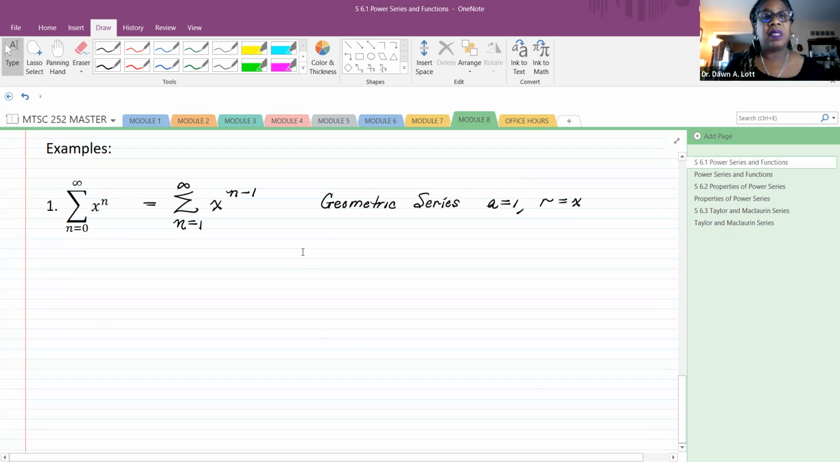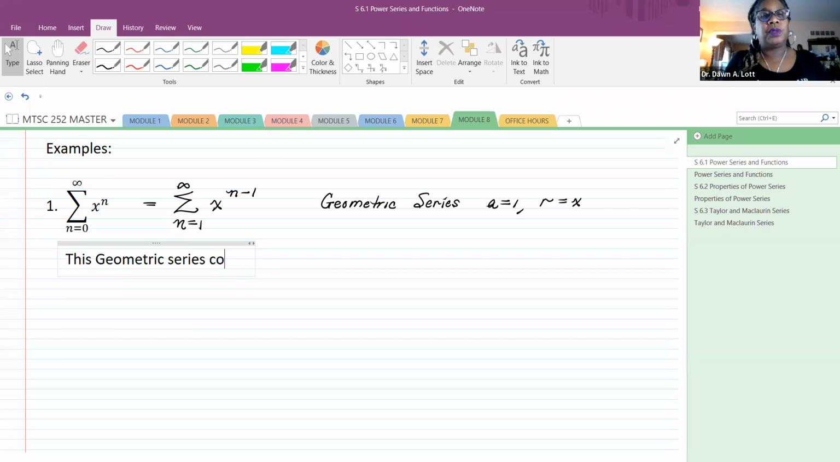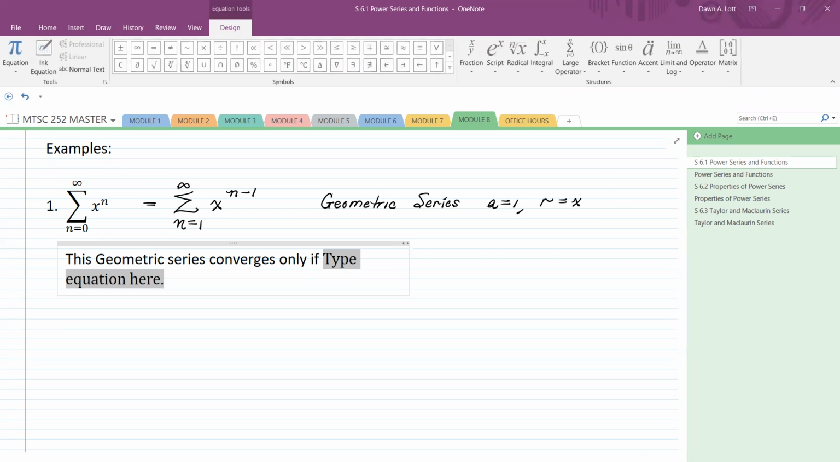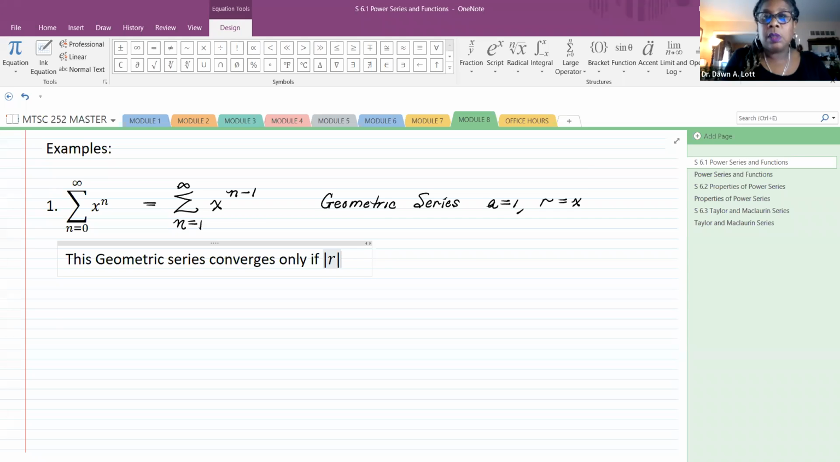And we know that this geometric series converges under what condition? Is it if the absolute value of R is less than 1? Good.